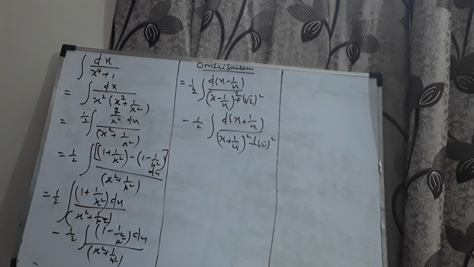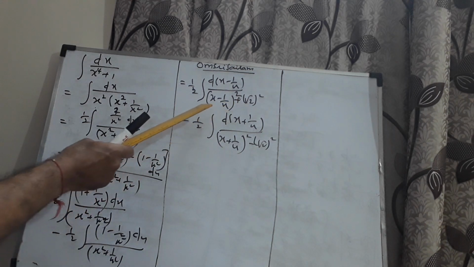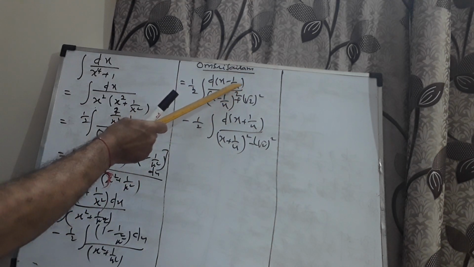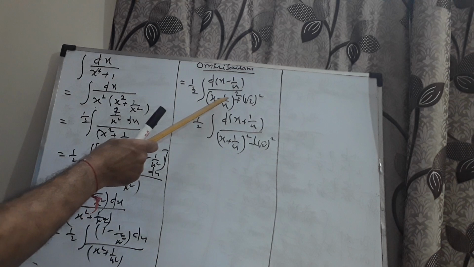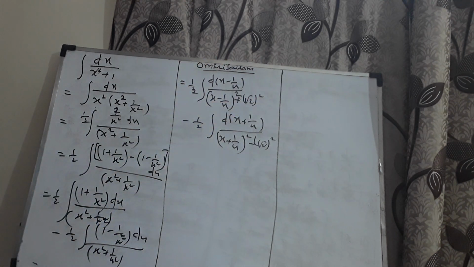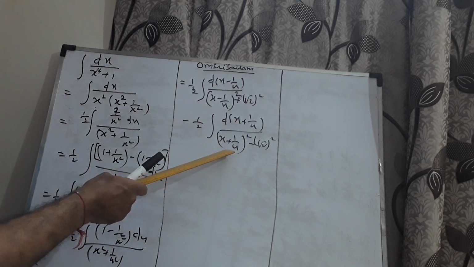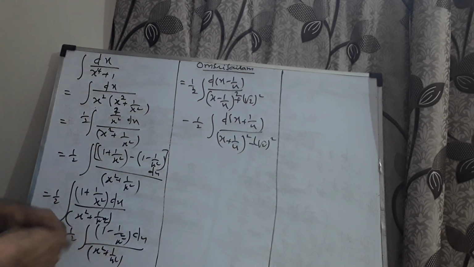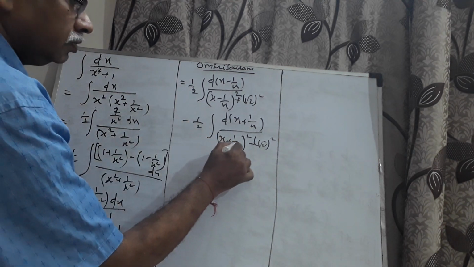Let me just explain once again. D of x is 1, d of minus 1 by x is plus 1 by x square. I'll write the denominator as a perfect square in this quantity: x square plus 1 by x square plus 2 minus 2 will get cancelled. Similarly, d of x is 1, d of 1 by x is minus 1 by x square. I'll write the denominator as a perfect square in terms of x plus 1 by x. This is x, not u, please.